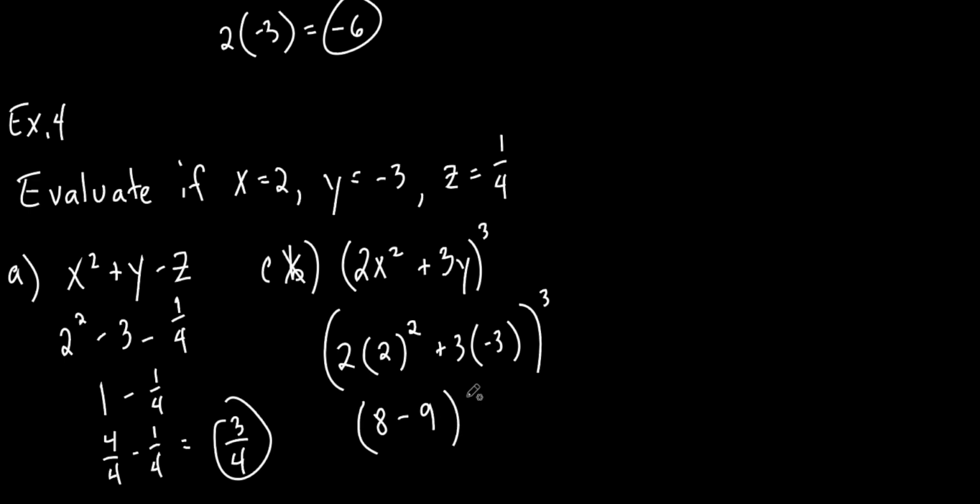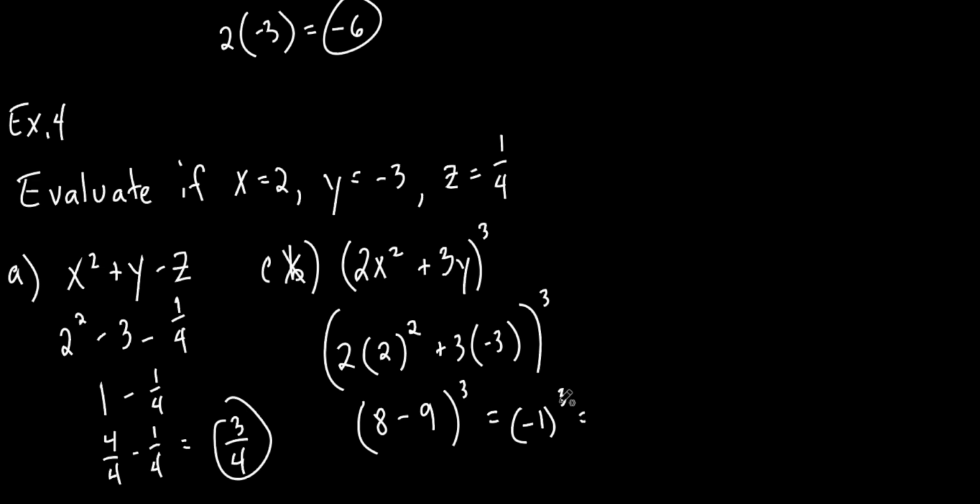And then that is being what? Cubed. What's 8 minus 9? Negative 1. And make sure you put that in parentheses. Again, in this situation, the parentheses really wouldn't make any difference. But if this was an even power, if it was squared to the 4th to the 6th, that would make a difference. So we do this all the time just to make sure that we're careful and we don't forget.